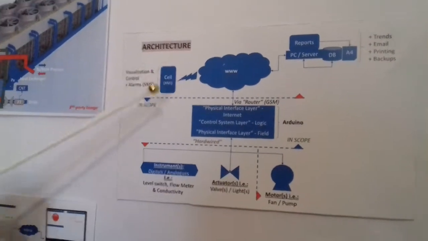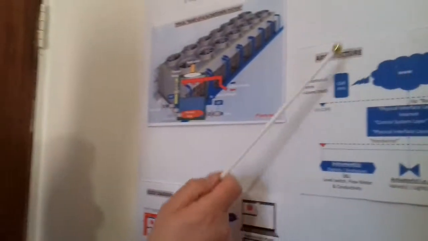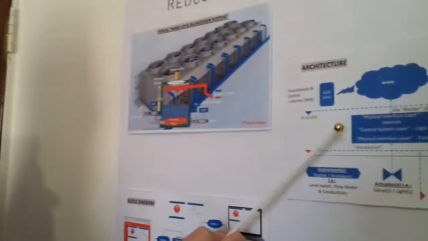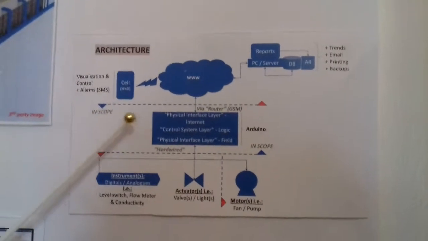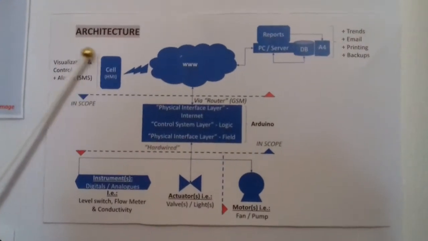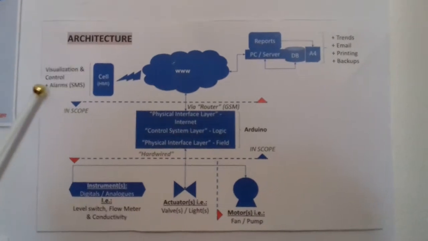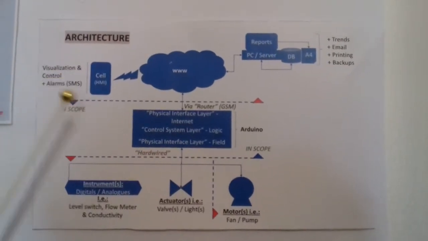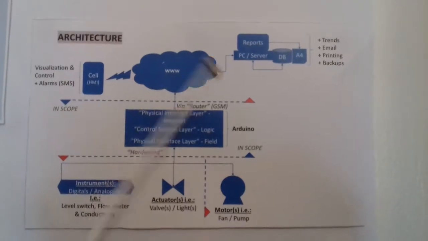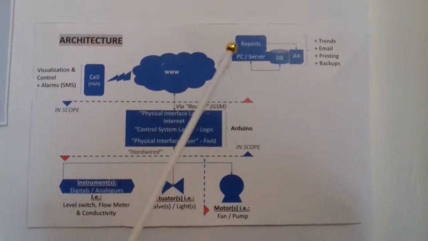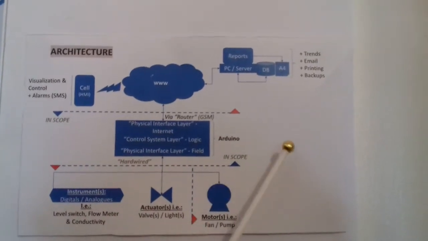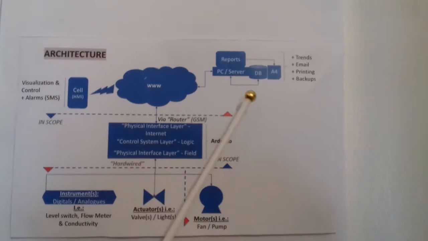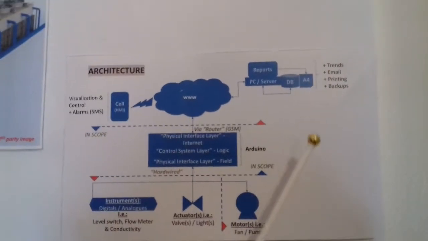In the middle we have the physical system, and this is the scope of my project. It's purely on the Arduino side: the physical interface, the control system layer, and the internet layer. On top of this system, what you could add is a cell phone for visualization, for controls, and for receiving alarms via SMS or another system. All of this via the internet. You could also have a reporting system which picks up the data and starts storing it, providing you long-term trends, emails or analysis information, allowing you to print it or back it up.